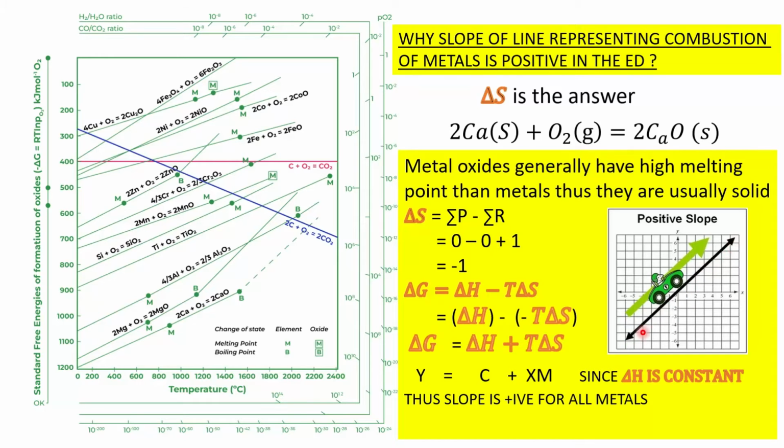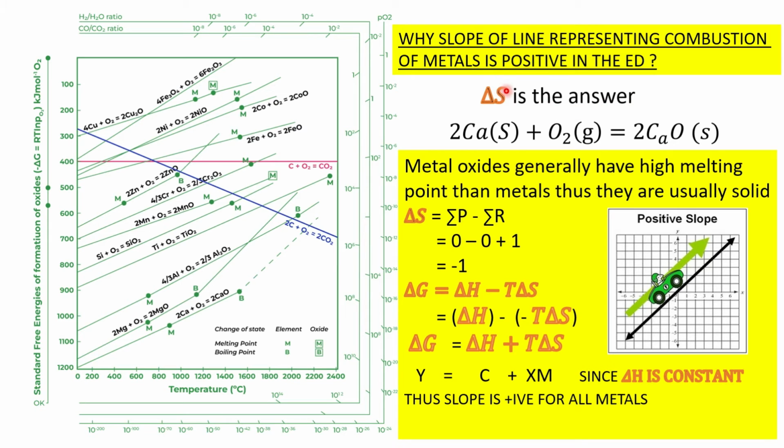So why does this happen? Again, this is quite simple. Right now, I have given you most of the concepts of thermodynamics which we generally use in the Ellingham diagram. Now it is very easy to decide why the slope is uphill, why the slope is downhill, right? Here what we can see, delta S is the answer. So why is the slope of the line representing the combustion of the metal positive? Your answer is delta S.